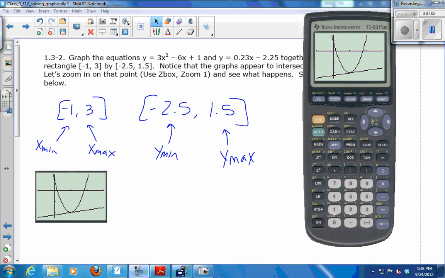Okay, so to ZoomBox, press the Zoom key, choose option 1, ZoomBox, and you see a cursor flashing on your screen. We're going to create a box around our area of interest, and I want to put that cursor in the upper left-hand corner of the box I want to make. Then press enter once it's in the upper left corner, and then you can use down and over to create a box. This box is going to blow up to be my whole screen once I press enter again.